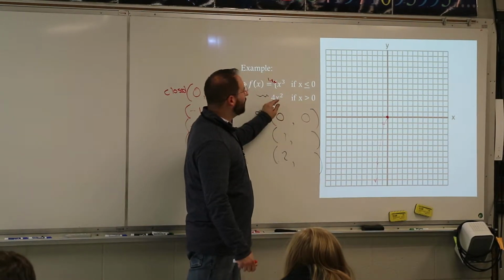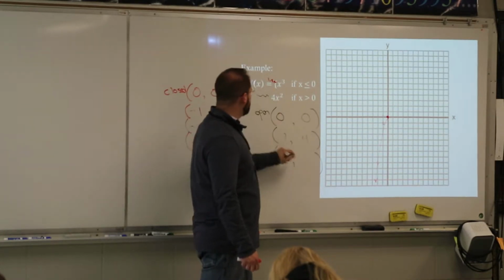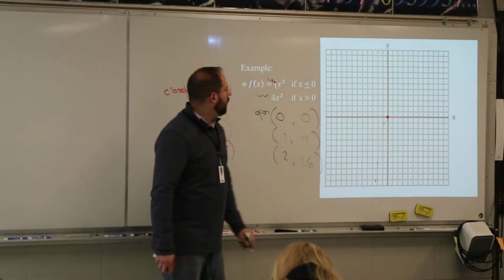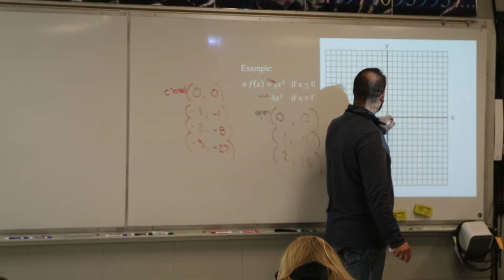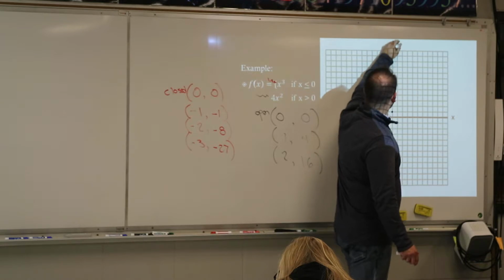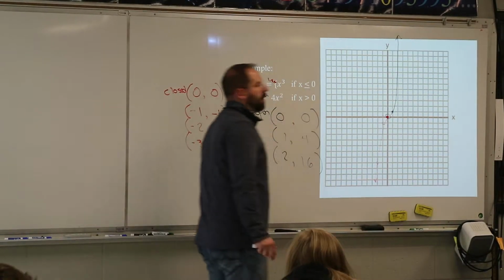When I plug in a 1, 1 squared is 1, times 4 is 4. Plug in a 2, 2 squared is 4, times 4, that's 16. So I won't even be able to draw that one. So 2 is too high. But so 0, 0, that's an open circle. 1, 1, and then 2, 16 is way up there. And it's kind of going up, and I think I'm going the right direction on that one.